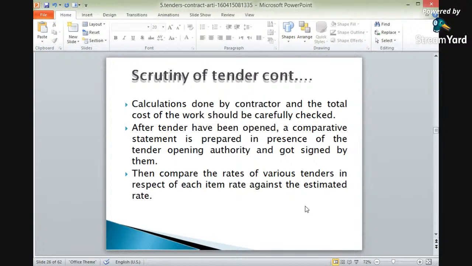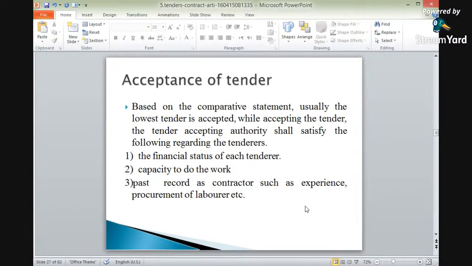Then compare the rates of various tenders in respect of each item rate against the estimated rate. So the comparison is to be made with the various rates. Then acceptance of tenders is based on the comparative statement. Usually, the lowest tender is accepted. While accepting the tender, the accepting authority shall satisfy the following regarding the tenders.